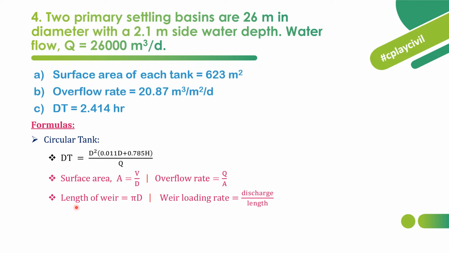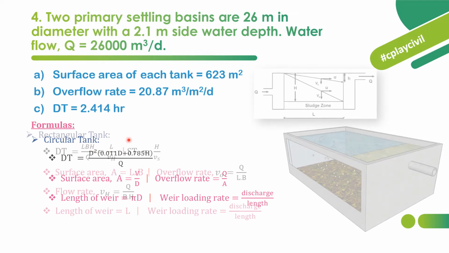And for weir loading rate, we have to find the length of weir. Length of weir is nothing but the perimeter, that is pi into d. So in this case we have pi into d because it is a circular tank, and weir loading rate is given as discharge by length. So these are the important formulas when it comes to circular tank. Now let's see about the formulas for rectangular tank.